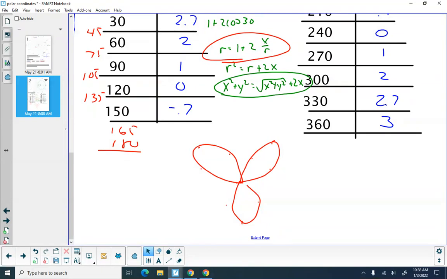Then once again, Thursday will be a review day for the final, and then Friday and Monday will be the final. Questions you have? All right, you have about 10 minutes here. The rest of the time is yours. You should be able to get through some of the graphs.